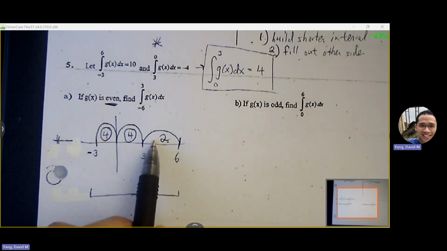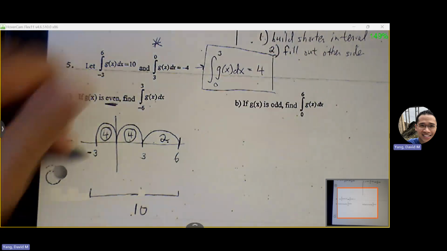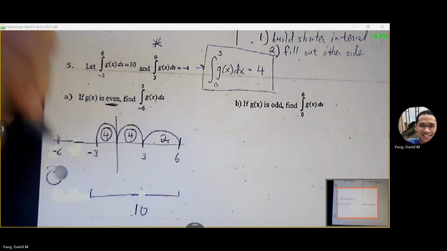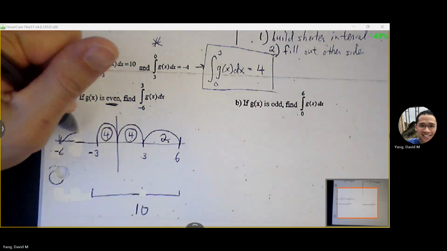So if this side is 2, then what do you know about the missing side on the other half of the graph? This must also be what? 2 as well. Yeah.